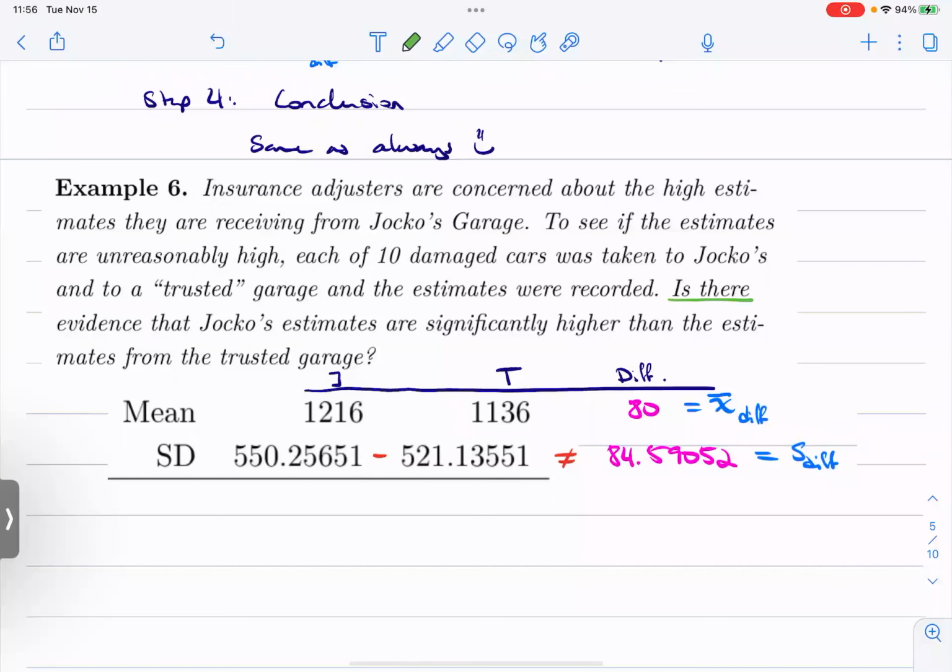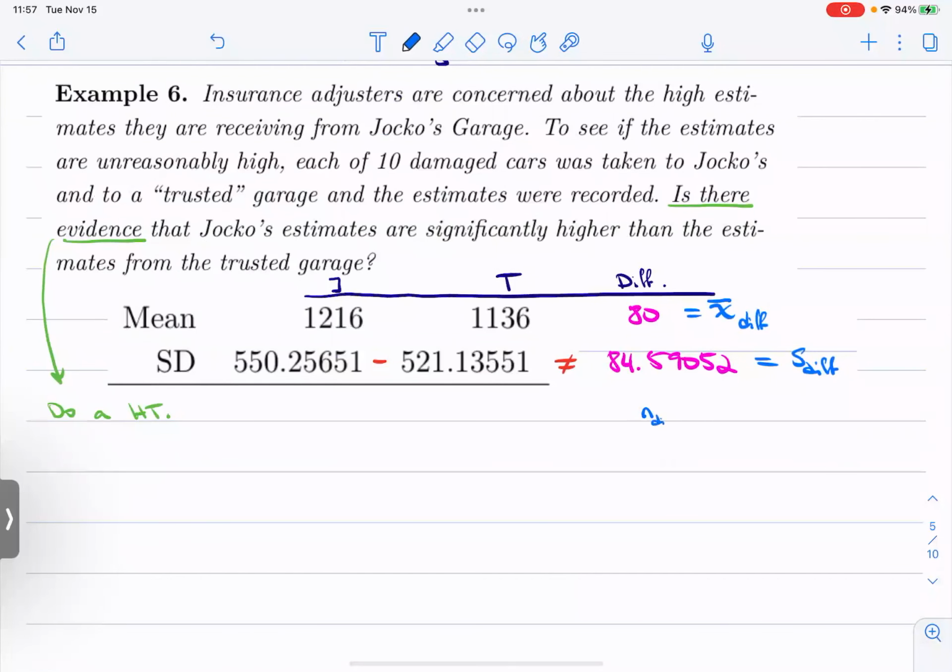Whenever you want to answer, is there evidence? It's really asking, do a hypothesis test, or I guess that's what it's saying. So this means do a hypothesis test. Oh, and I guess we need the sample size, and n diff is 10. Okay. Let's check our conditions first.